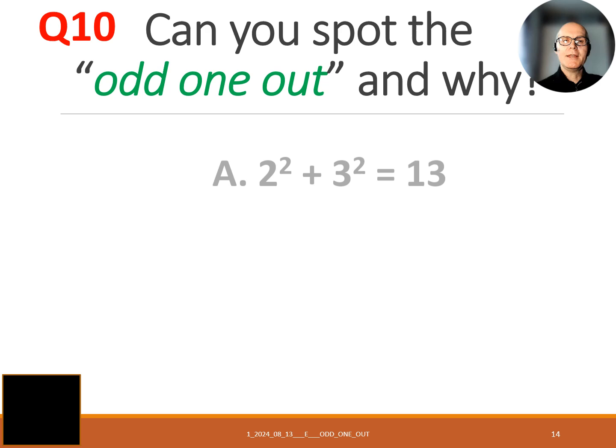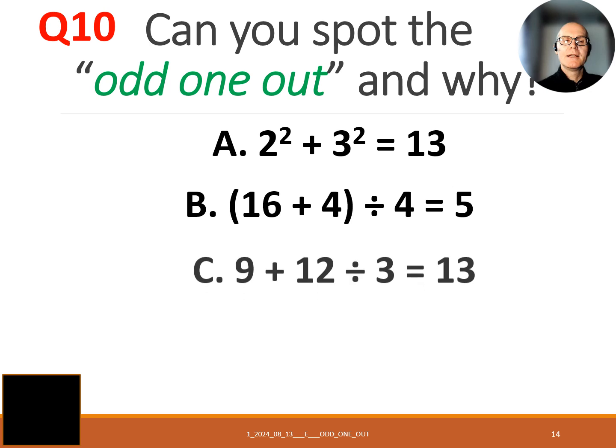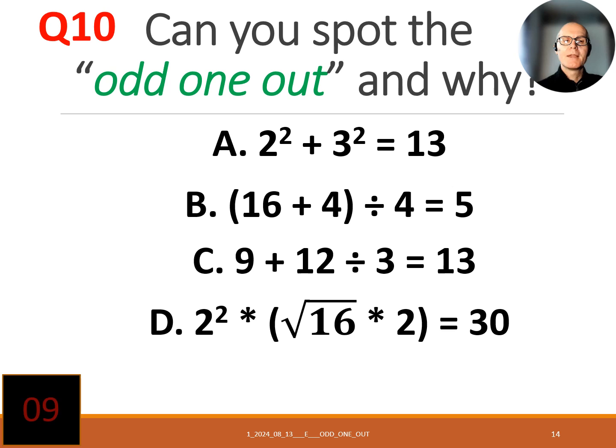Question 10, halfway there. 2 squared plus 3 squared equals 13. 16 plus 4 in brackets divided by 4 equals 5. 9 plus 12 divided by 3 equals 13. 2 squared times the square root of 16 times 2 in brackets equals 30.